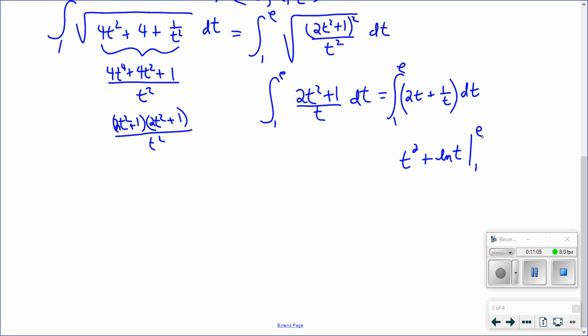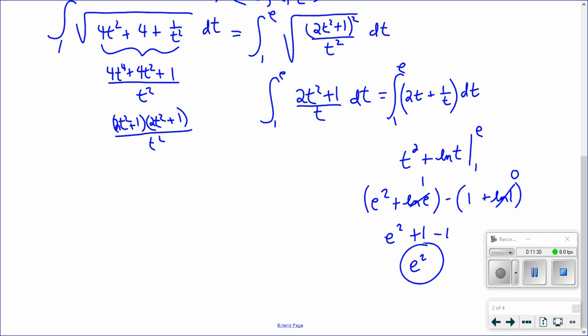So if I plug in e, I get e squared plus ln of e. Minus, when I plug in 1, I get 1 squared plus ln of 1. Well, ln of 1 is 0. Ln of e is 1, so I have e squared plus 1 minus 1, so I have e squared. And there we go. So easy when I do it, right?